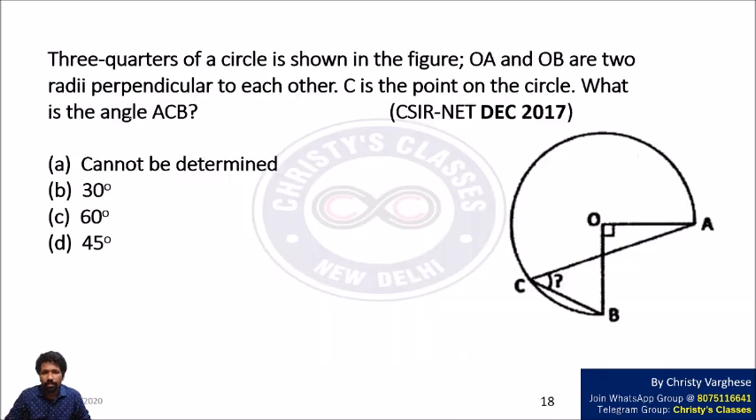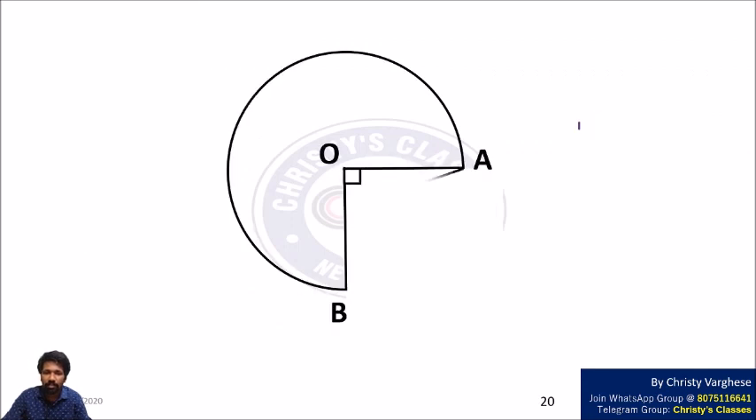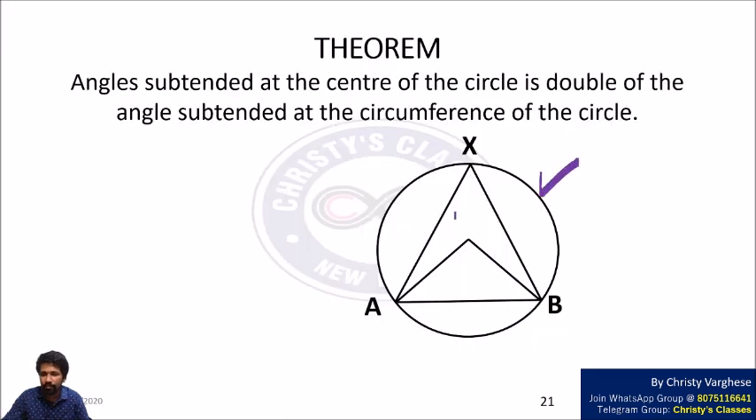Let's see one more question from this topic, which was asked in the December 2017 CSIR-NET problem. They have just twisted the question or twisted the image to confuse you, that's all. This picture, if you draw it straight, will be something like this. This is the picture given. This angle is given as 90 degrees. Then what is this angle?